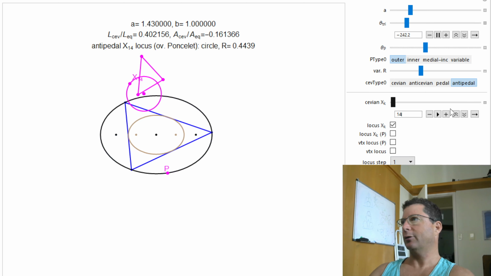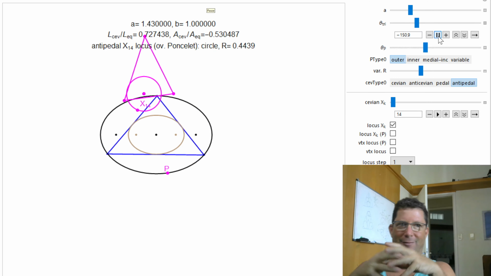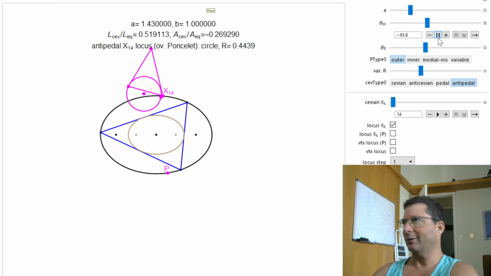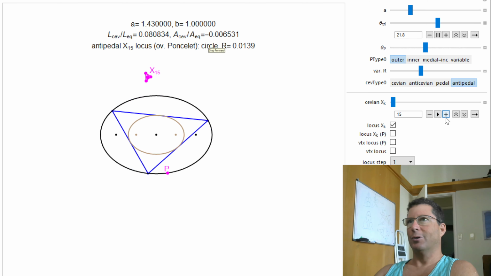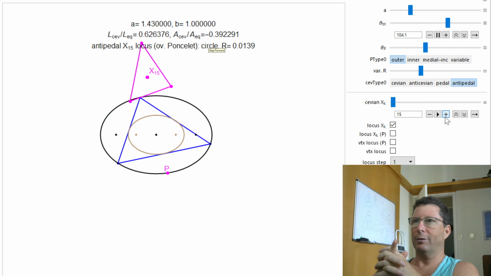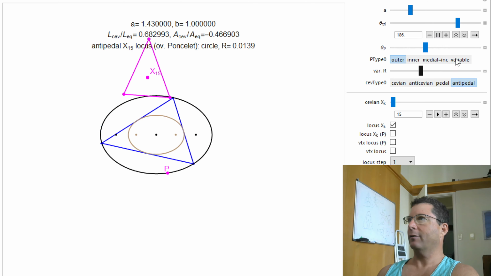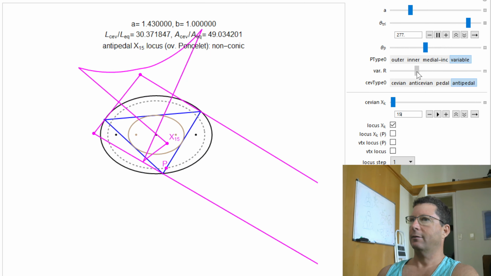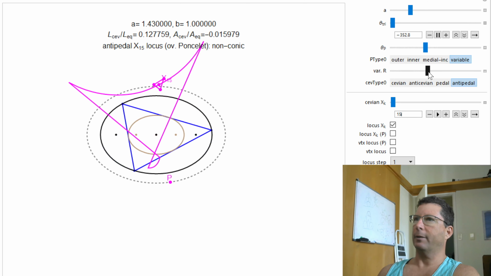How about X15? So X15 and X16 are related. They are sort of cousins of X13 and X14. Let's see what happens to X13, and I'm just going to stay right here, X15. So X15, also a very tiny circle with P on the Steiner. If I take P out of the Steiner, go in a bit, complicated. If I go outside, complicated.